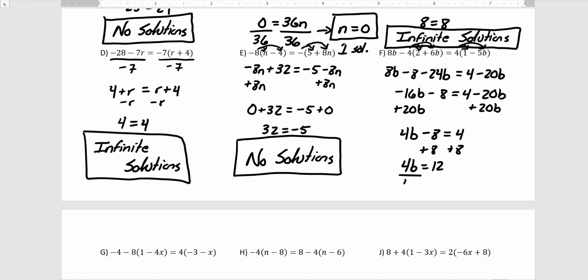To get b all by itself, I divide by 4, divide by 4. 12 divided by 4 is 3. So that tells me that b equals 3. And there's a variable equal to one value, so this is one solution. All right, b equals 3.